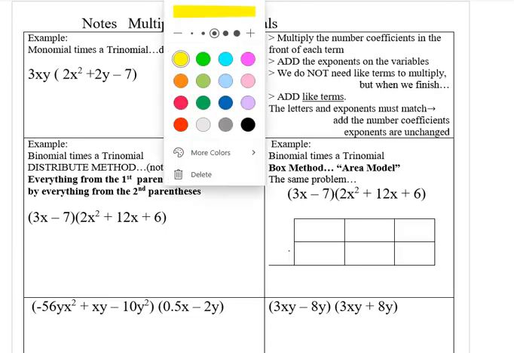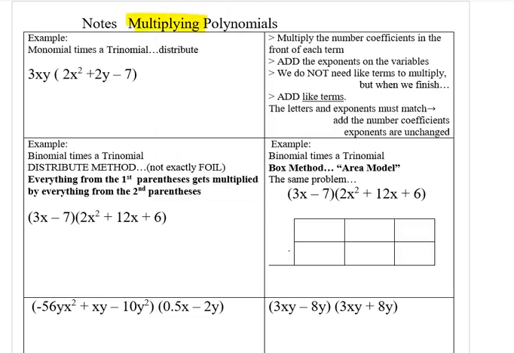The next operation we're going to learn about with polynomials is multiplying them. There are several different methods based on what you're given. The first example is a monomial, meaning one term, times a trinomial, three terms. All we're going to do is just distribute. Remember, that's where you take one parenthesis and go like this to the other one. That's all we're going to do.